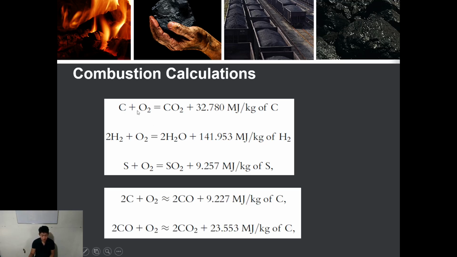And your carbon, there are times that it does not go directly to carbon dioxide. Sometimes it is a two-step process. It becomes carbon monoxide and then carbon monoxide will react again with oxygen to form carbon dioxide. But the heat released is 32.78.